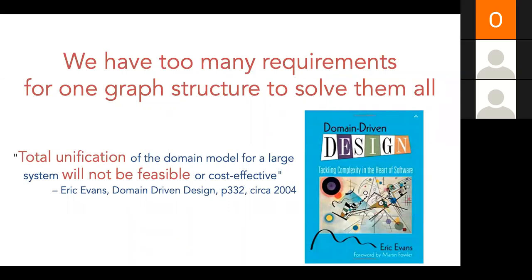I don't know if anybody else is a domain-driven design fan, but I'm a huge Triple D fan, and not diners, drive-ins, and dives. Actually, I like that too, but domain-driven design. The best quote from this entire book was on page 332, in my opinion: total unification of the domain model for a large system is not feasible or cost-effective. Meaning, and of course I say, that's okay. That's what the Triple D community is about: how do we deal with the fact that that statement is true and still build large scale systems?